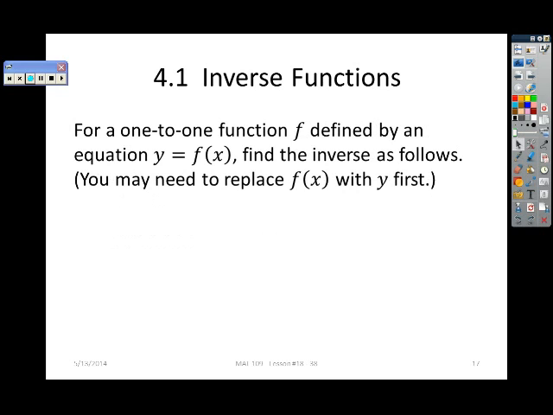What if it's not a set of ordered pairs? What if it's an equation? Well, here's the technique. And instead of writing f of x all the time, because that's a lot to write, I'm going to use y instead of the f of x.